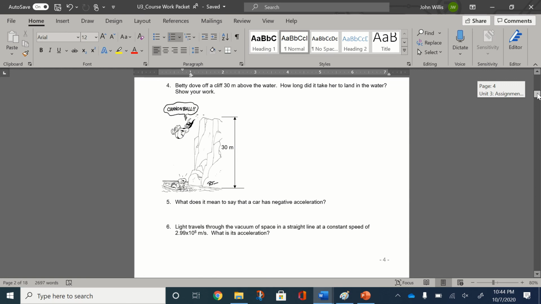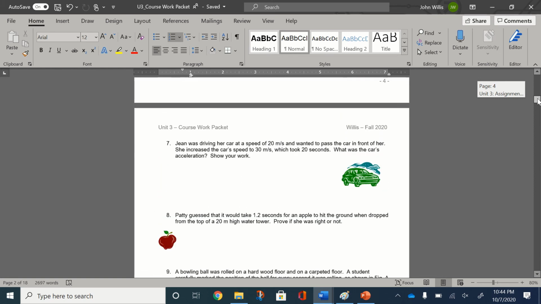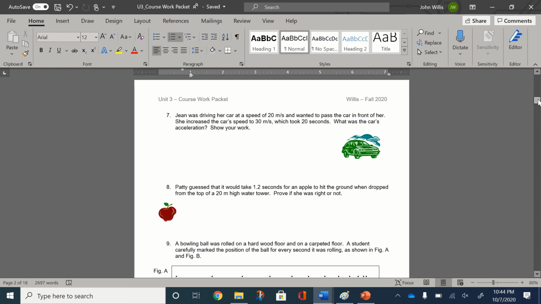So number 4, we got another drop problem, very similar to the seagull. She's diving off the cliff. Just assume she starts with an initial vertical velocity of 0, because they don't give you a velocity otherwise. She's just running over the edge and doesn't jump up or down. She just goes over. And then I want you to also work on 7 and 8.